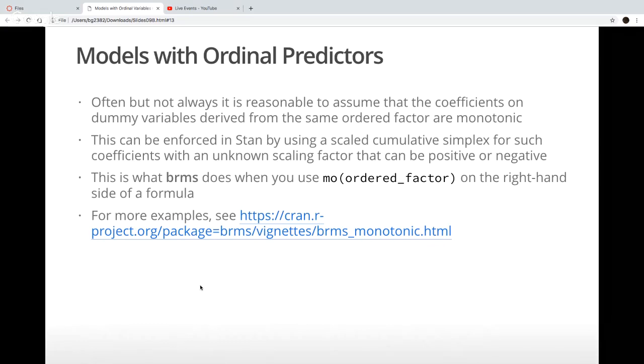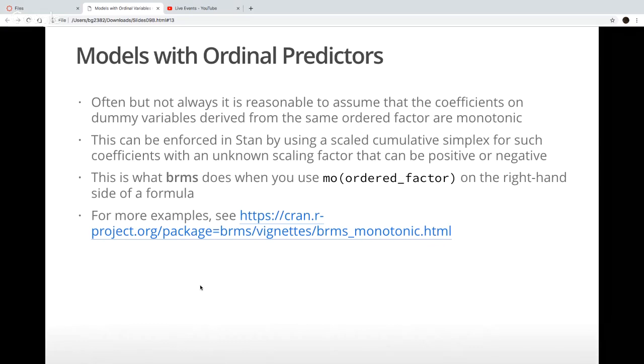This can be done in Stan. It is done in brms. It isn't really supported in rstanarm, but you can do it in brms when you wrap an ordered factor, when you put it in the formula, in an mo function for monotonic effect, that will do this. And the way in which it does it is by scaling the cumulative sum of a simplex.